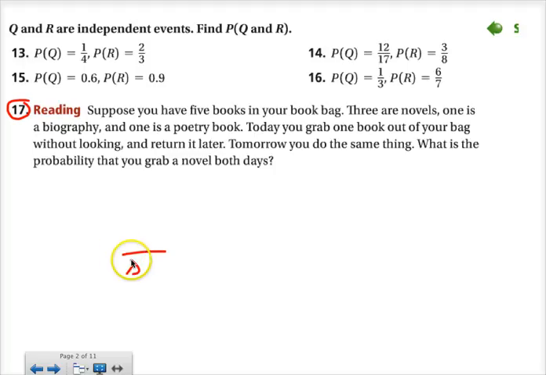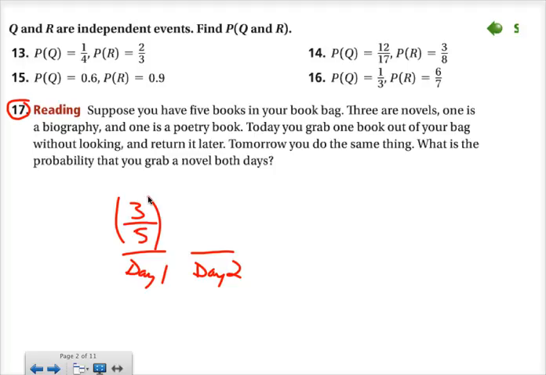So I'm going to think of this as, all right, I've got a probability on day 1 of getting what I want, and then day 2, I have a different probability. Maybe. We'll see, because we have to read through this and figure out whether or not these are independent or dependent events. So for number 17, it says we want to pick out a novel. So we think about, okay, well, how many novels are there out of how many total books? And we realize there's 3 novels, and then we have a biography and a poetry book. So there's a total of 5 books, and 3 of them are novels.